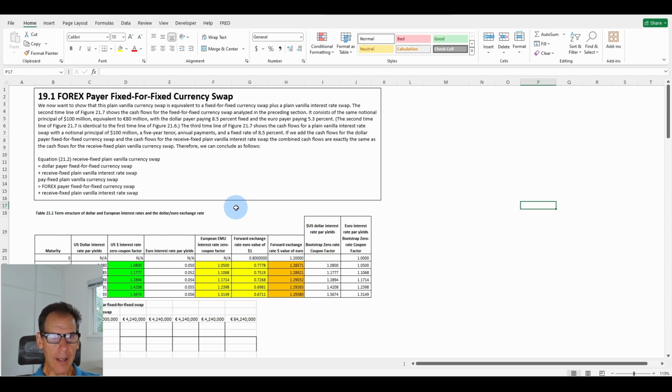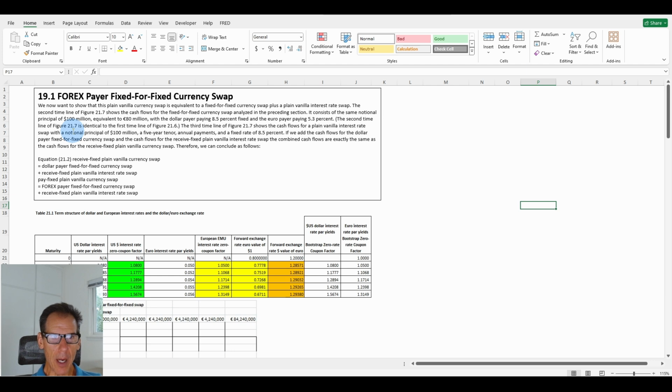Looking at Forex pair fix for fix currency swap, we now want to show that this plain vanilla currency swap is equivalent to a fix for fix currency swap plus a plain vanilla interest rate swap. This would be part 2 of that last paragraph in 19.0.